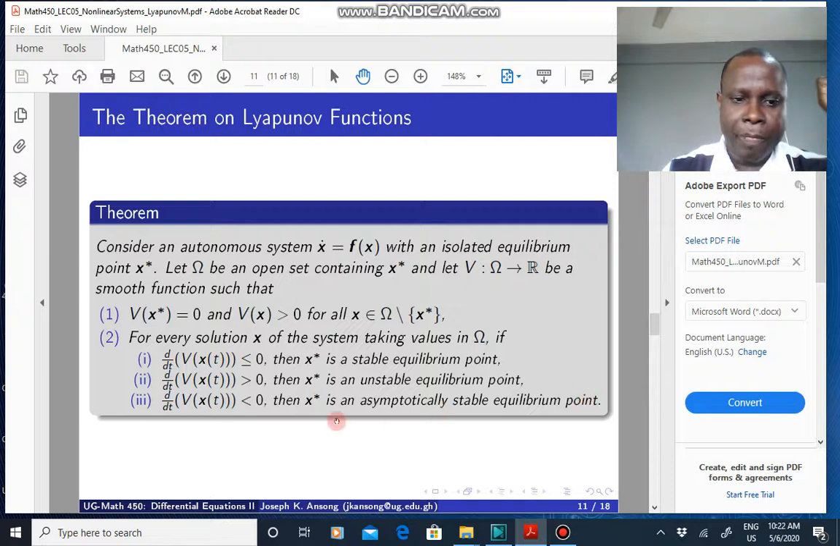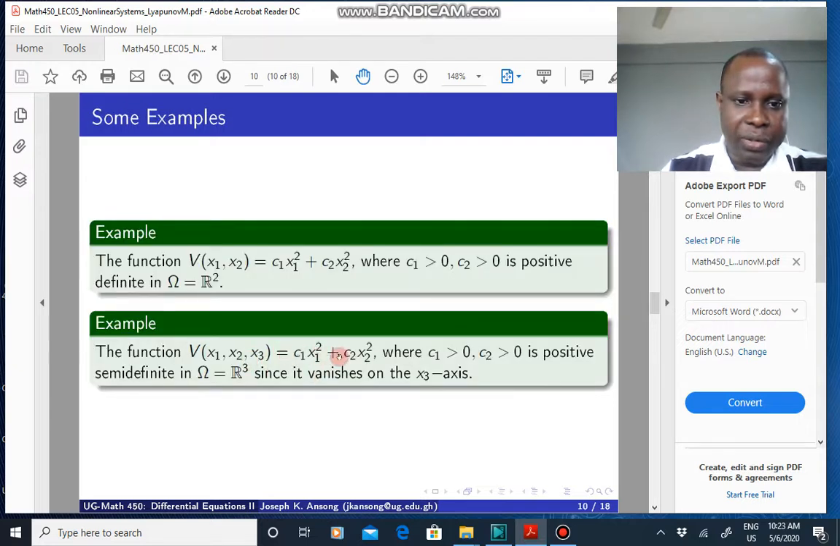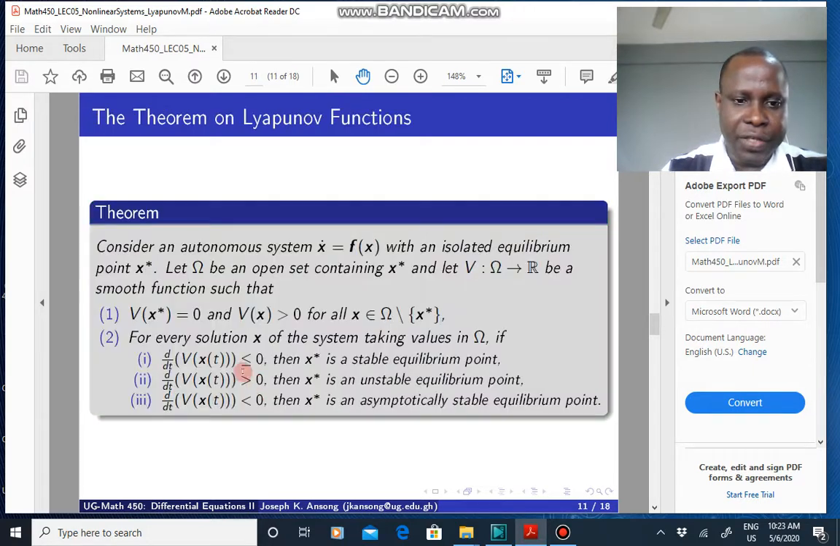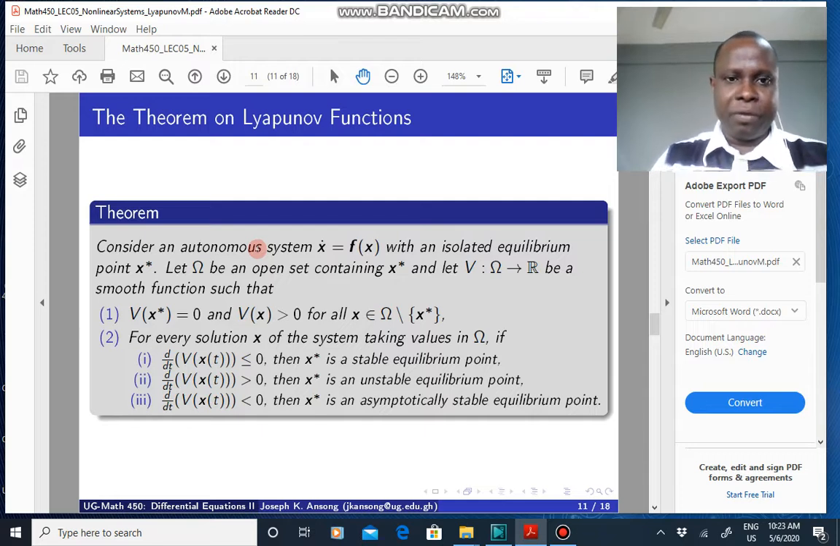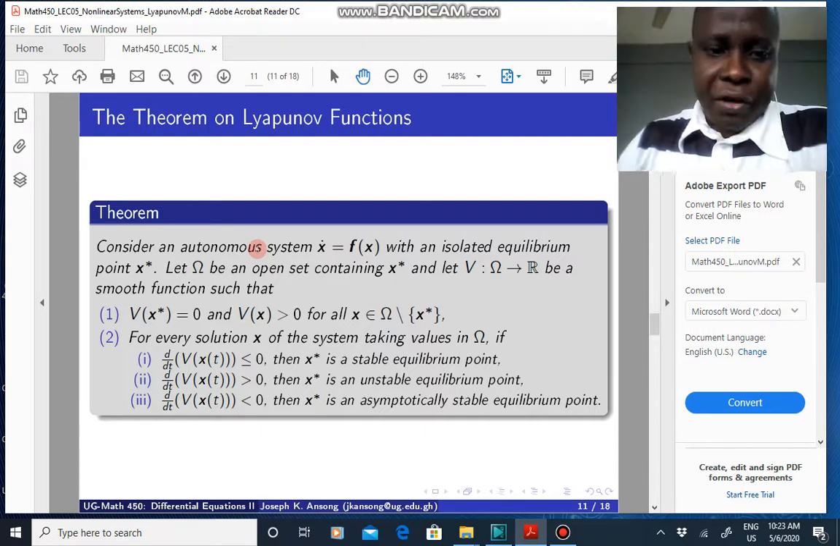Okay, so again, the difference between 3 and 1 is that you can go back to this example, in the case where you have the function in R3, that is possible, right? That it is 0 at certain points, but it's negative at other points. And it's also possible to be strictly negative without being 0. All right? Okay. So basically, this is the theorem for Lyapunov functions that we are going to use.